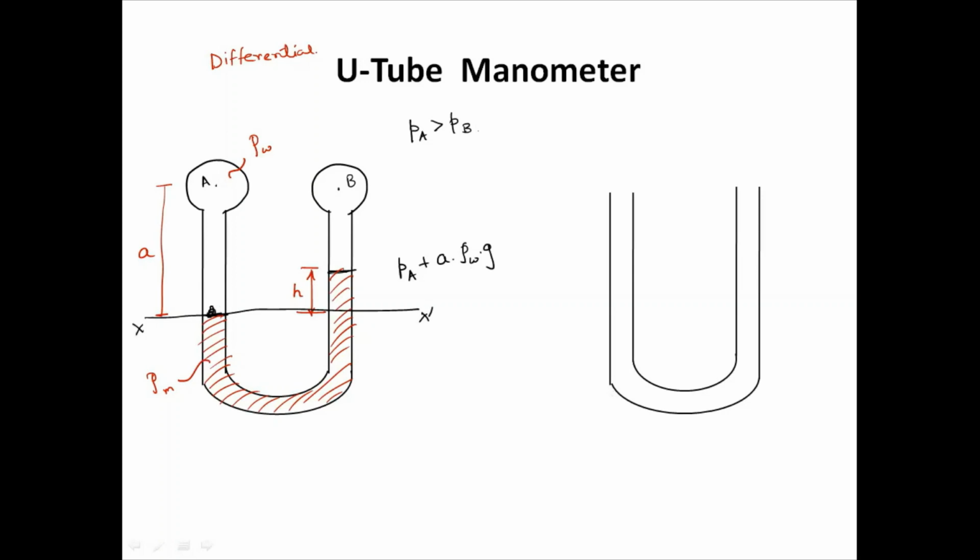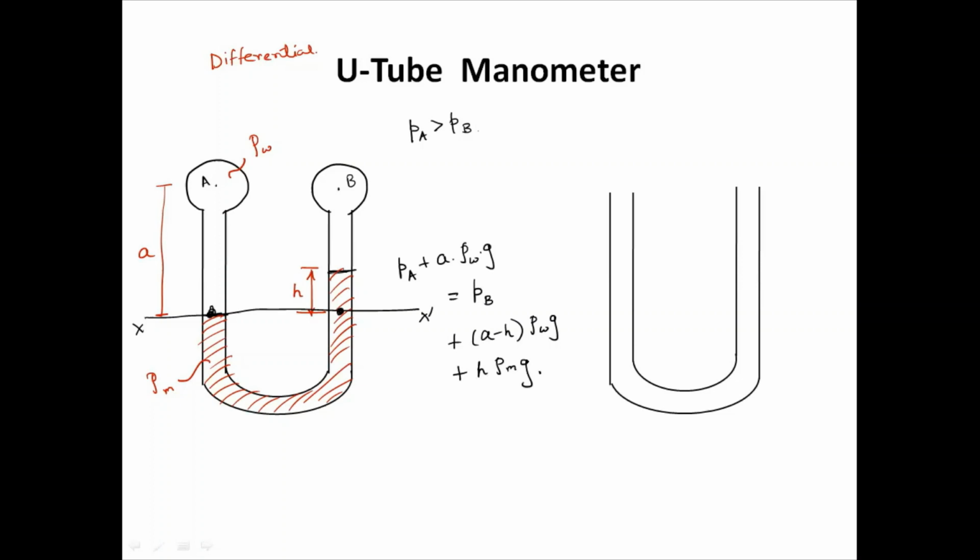So what about the pressure here? Here also the same pressure, because if you go down and come back, it is neutralized. That will be equal to PB plus this distance, A minus H, rho W g, plus H rho M g. That is the equation.